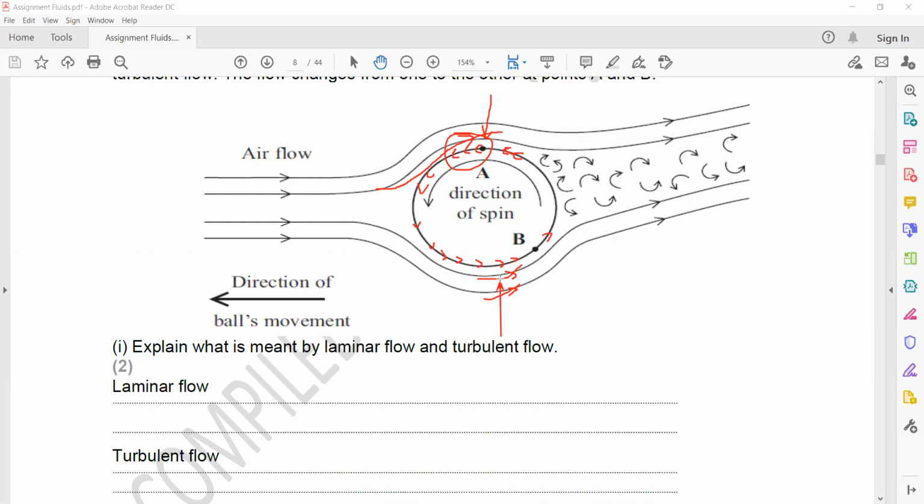So there is a small upward force and a greater downward force. As a result, this ball will come down and land on the table.